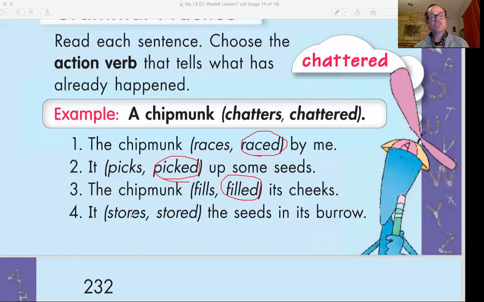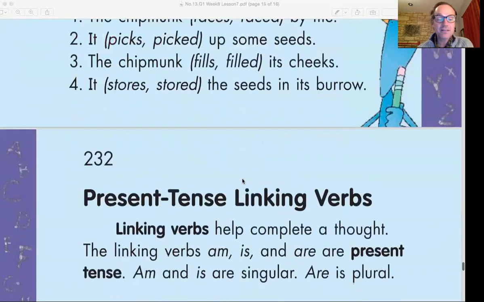Number 4, it stores the seeds in its burrow. It stored the seeds in its burrow. Past tense, maybe it did it yesterday or last year. It stored the seeds. So there you have it. Those were the 4 answers. I hope you got those right.